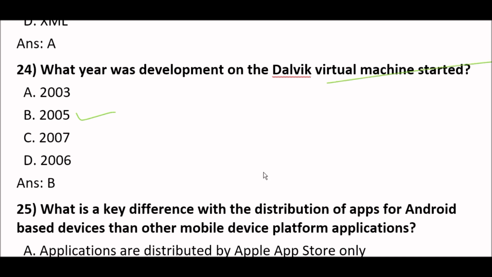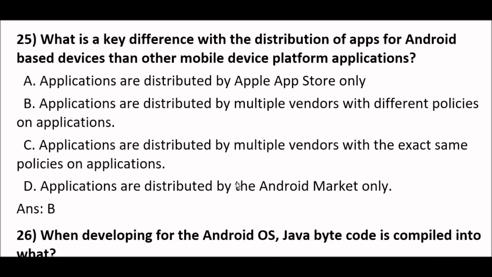Okay. Next question. What is a key difference with the distribution of apps for Android based devices than other mobile device platform applications? Option A, applications are distributed by Apple App Store only. Option B, applications are distributed by multiple vendors with different policies on applications. Option C, applications are distributed by multiple vendors with the exact same policies on applications. Option D, applications are distributed by the Android market only.